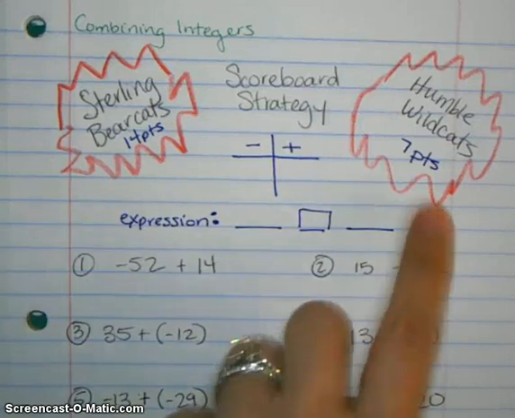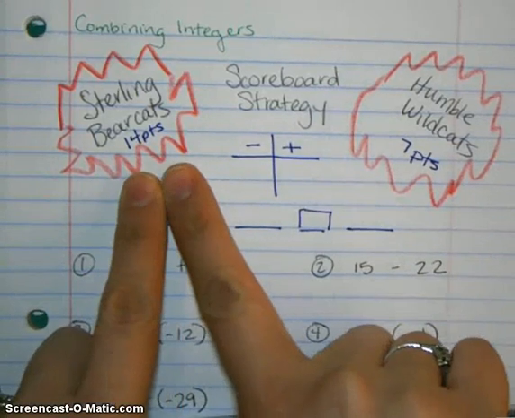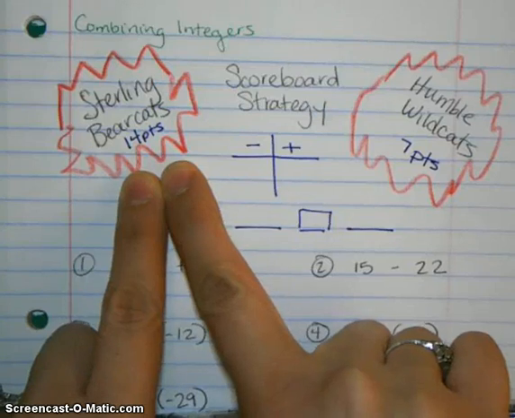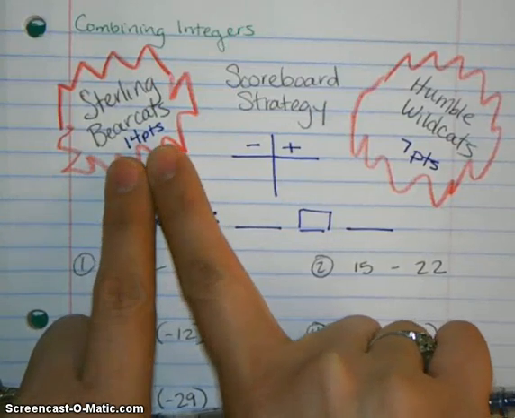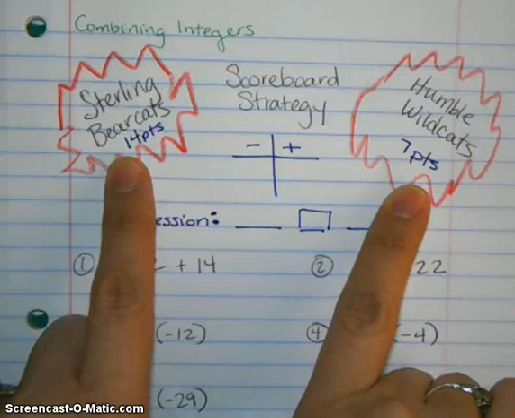So we know that Sterling Bearcats are going to win because they have more points. But how many points are they going to win by? In order to figure that out, I'm going to have to subtract 14 minus 7.